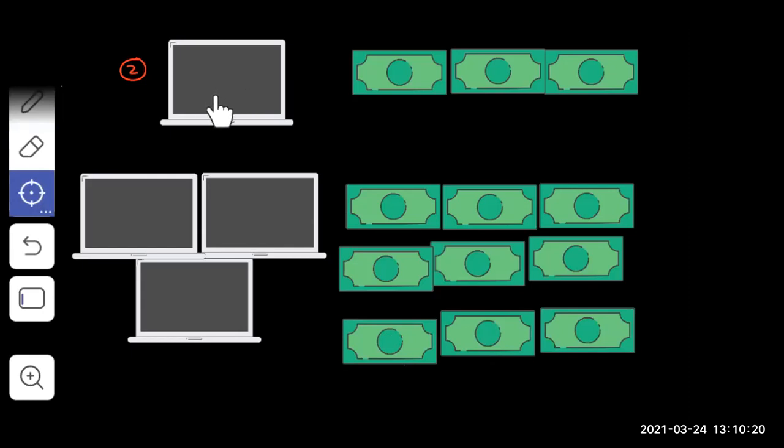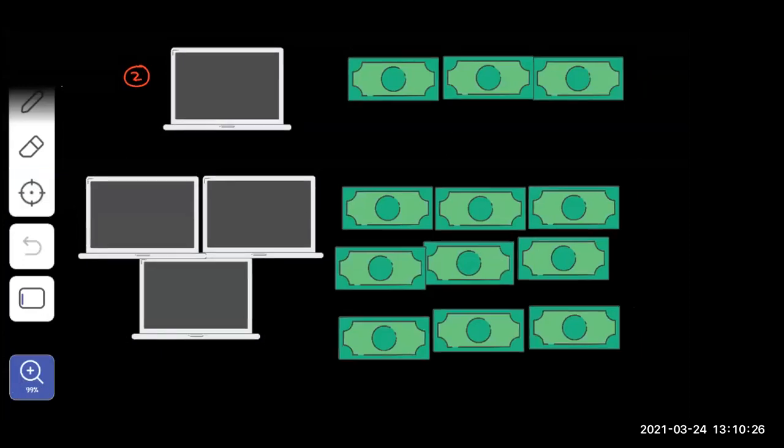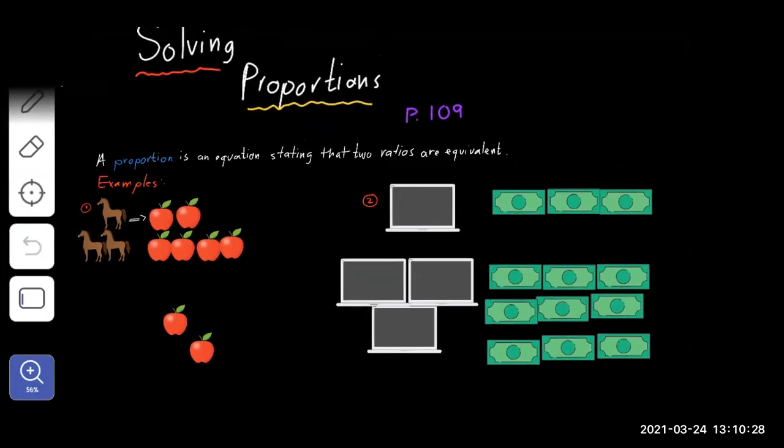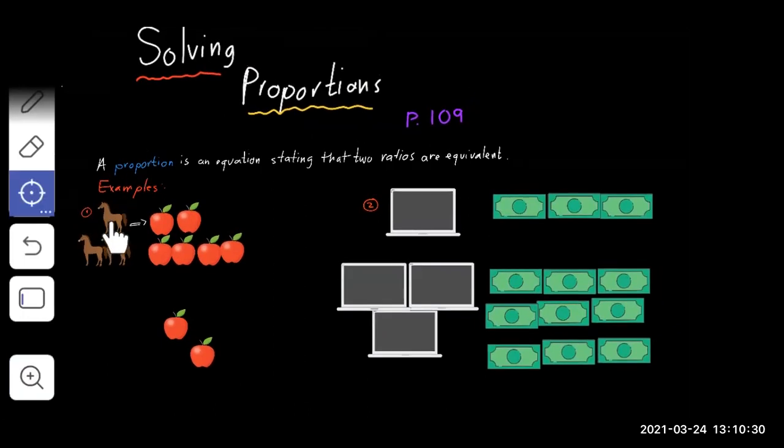The more computers I need, guys, the more dollars I need to pay. This is basically proportions, guys. That is the main idea: one quantity increases and it has a relationship with the other quantity. The more you increase one variable, the more it's going to be increasing the other one. It is like fractions, guys, when you got fractions and you can simplify that. Let's have a look at this.